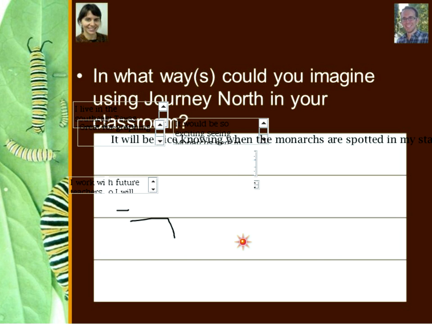Yeah, and it looks like you guys are coming up with some good ideas here about data analysis and tracking or taking averages of when monarchs are seen in a certain area. I think those are all good ideas, and as somebody who really likes maps and who really likes the way data can be visualized, I think these maps are really wonderful.